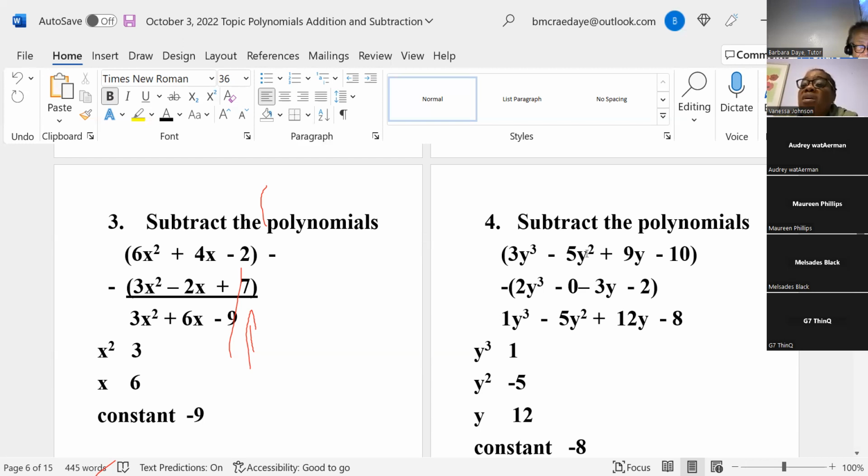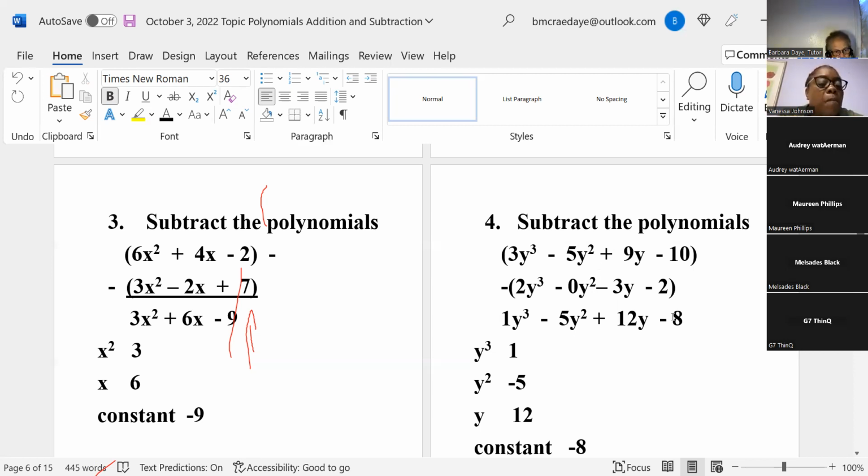Notice you don't have a y to the second there, so you can put a 0 there. You just put a 0 and bring it down, that second term that you're subtracting. The 5 has a y to the second, but you didn't have one here. So if you don't have one, you can just bring it down or put a 0. Whenever you don't see a term in one of the polynomials, just bring it down, or put a zero, and minus 5 minus 0 is just the minus 5.